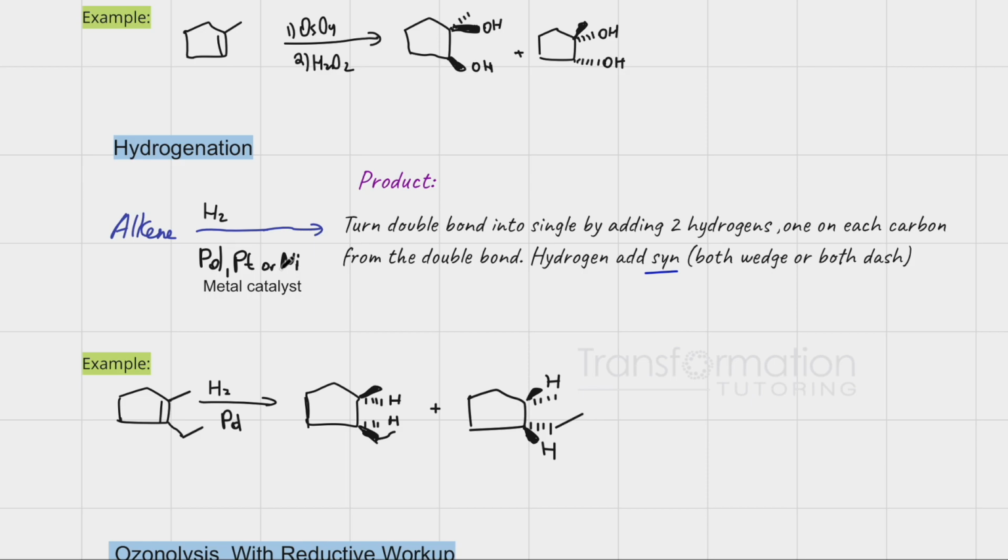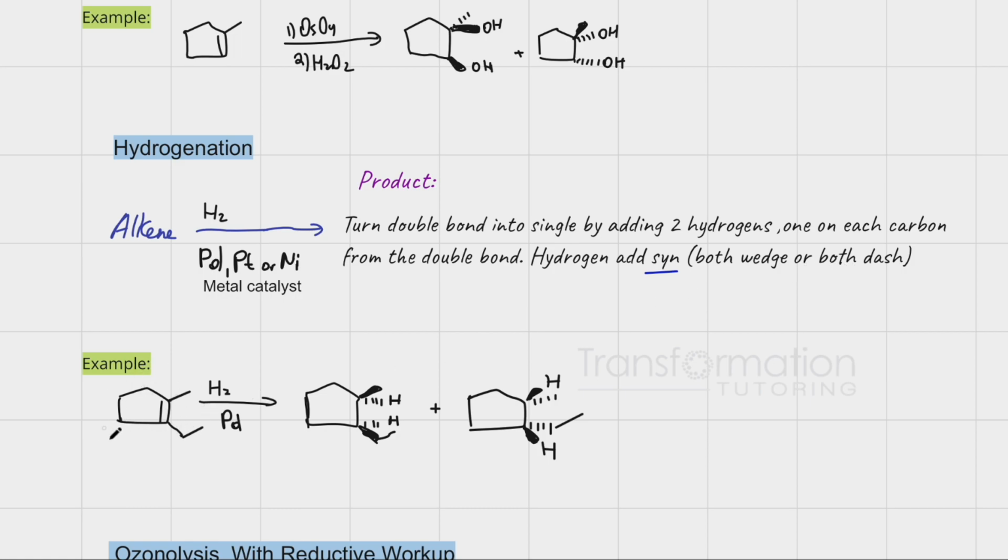Next reaction is hydrogenation. We start with a double bond as always, and our reagent is H2 with the metal catalyst. The metal catalyst could be Pd, Pt, or Ni. What does it do? Well, we turn the double bond into a single bond by adding two hydrogens, one on each carbon from the double bond. Hydrogens have to add syn. That means that they will be both on a wedge or both on a dash.